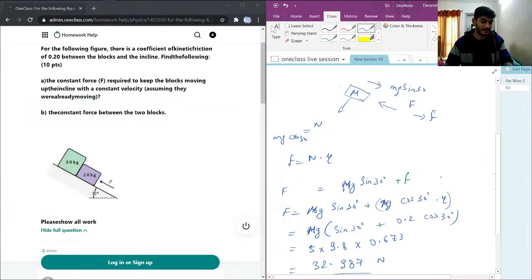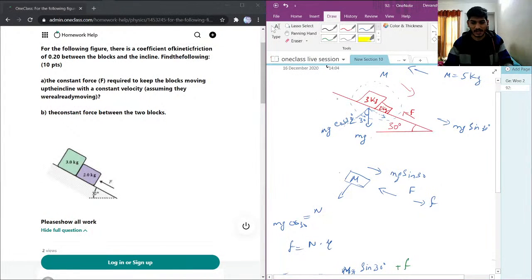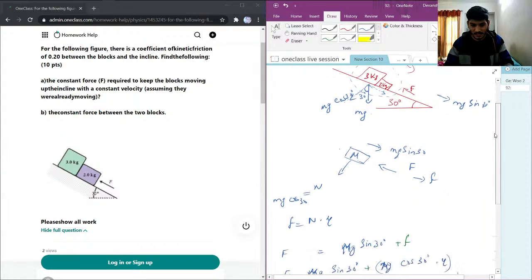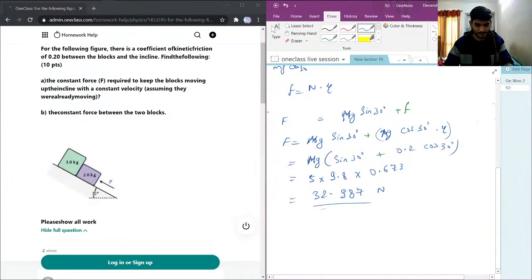So here you can also see that each and every word in a physics problem is very much important because each and every word can change the problem. Initially I was assuming that we need to find the force to keep this block at zero velocity or stationary, but later on I found out that the blocks are moving in upward direction and we need to find the force to keep this block moving in upward direction with constant velocity. So this was the A part.